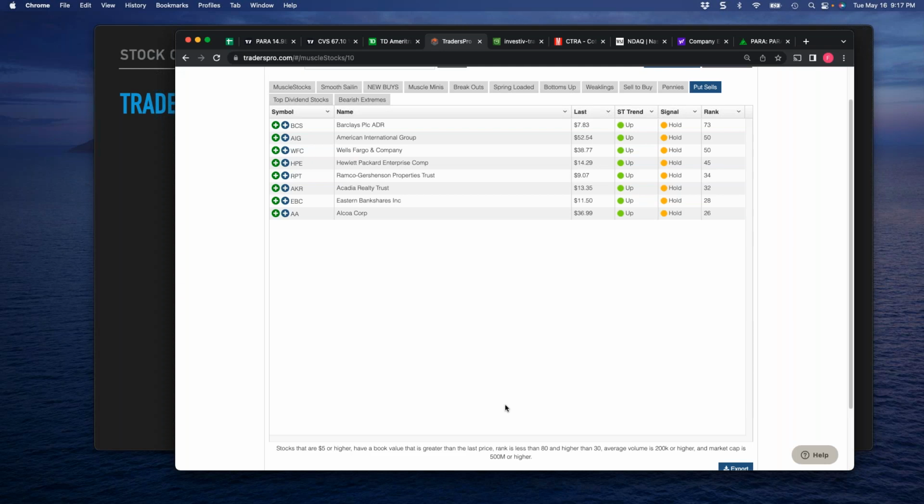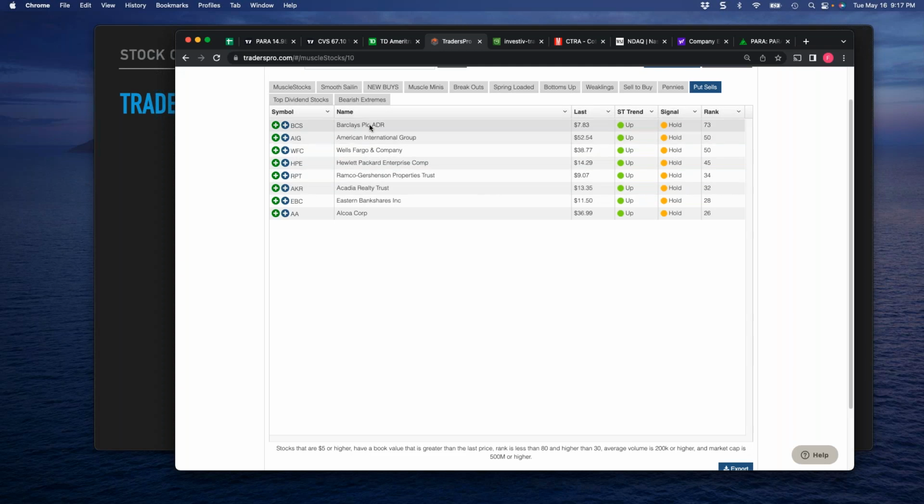It's also got a rank less than 80 or higher than 30, somewhere in between that range. Average volume 200,000 or higher. Market cap is 500 million or higher. So this is one where we may identify stocks that are following these downward trends that might be beginning to find a level of consolidation that might work well for a potential put sell.